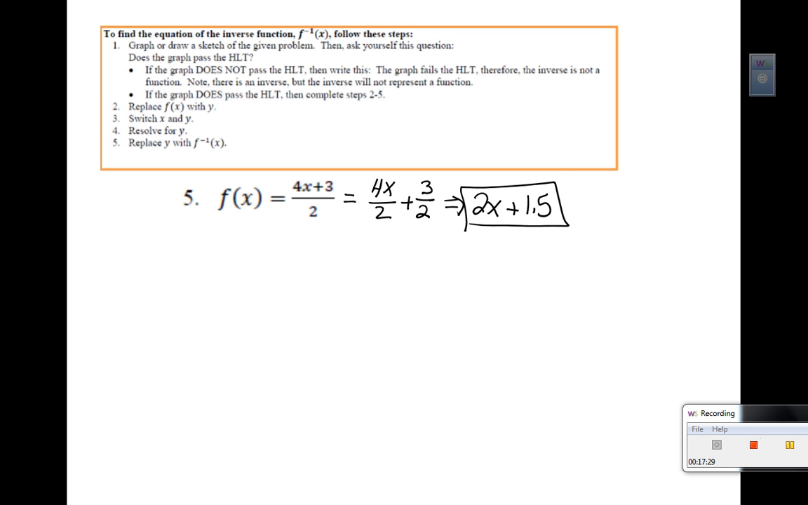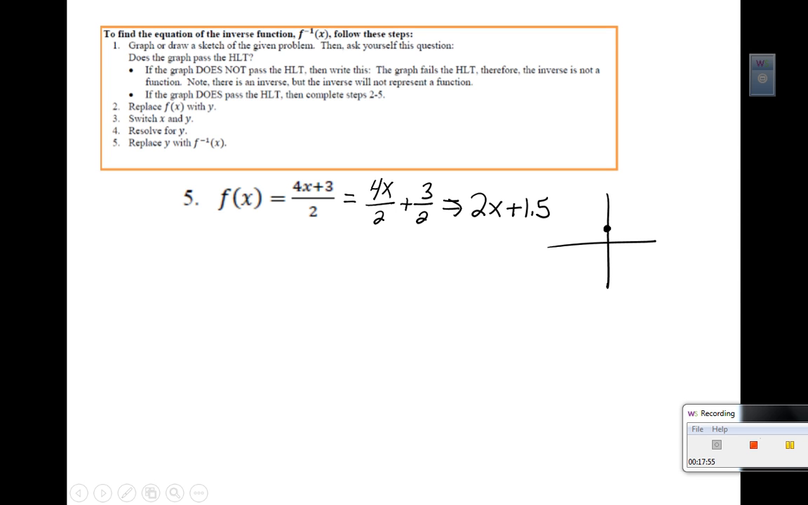Here's what we're going to graph. So once again, just in case, all I did is I split it up. I thought of this as 4x over 2 plus 3 over 2, and then I reduced it. 4x divided by 2 is 2x plus 1.5. So now when you graph this, I know it's going to start right here at about 1.5. I know my slope is up 2 and over 1. So it's not perfect. Notice there are no grids in there, guys. There's not going to be any grids in yours either.